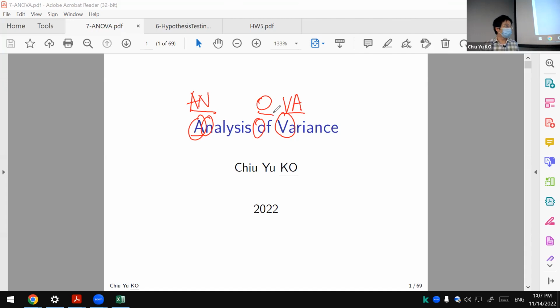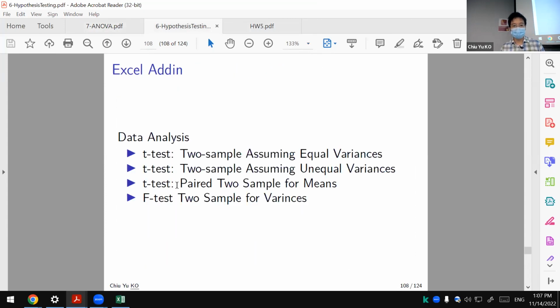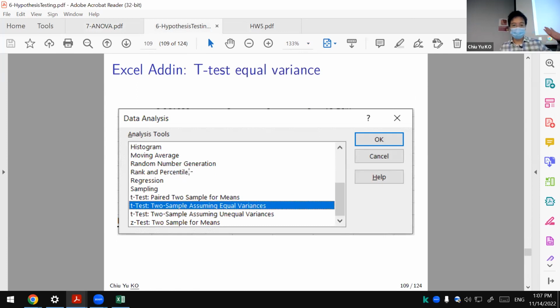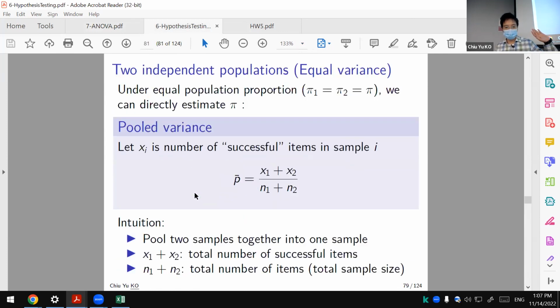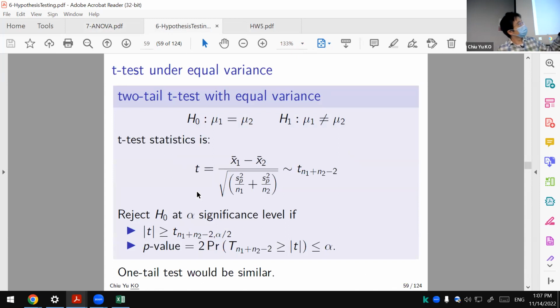But what is ANOVA? Basically, it's simply a t-test, an idea. The two-sample t-test we just saw compares the difference of means between two groups. If you remember, what we did in the add-in is a t-test with equal variance. So the ANOVA model is very similar to this one.